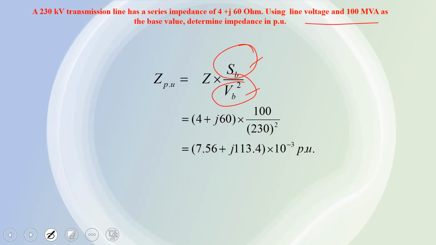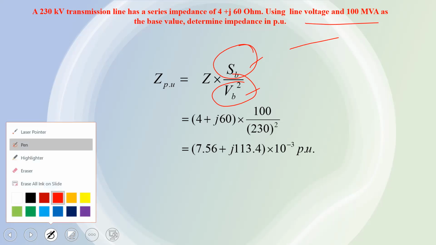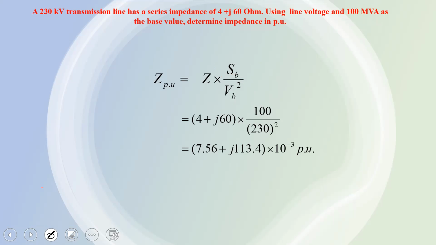Although in this problem these data are given, sometimes it is required to convert the data from one base to another base. Suppose resistance is given on some particular base, and according to the demand of the analysis, you will have to convert this resistance to another base. So how will you convert the value of resistance, reactance or impedance from one base to another?